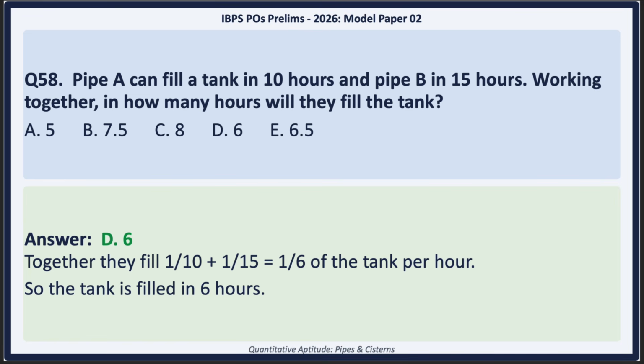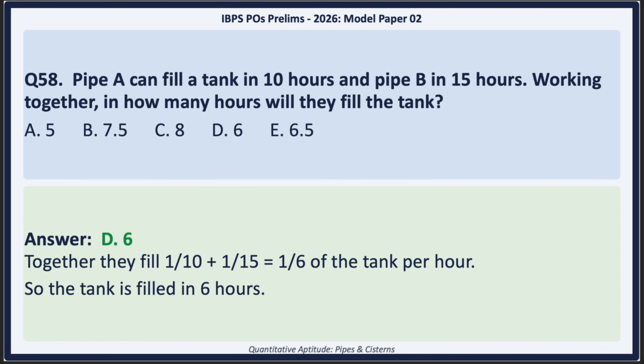Pipe A completes 1/10 of the job per hour. Pipe B completes 1/15. You have to find a common denominator, in this case 30, and add those fractions. 3 over 30 plus 2 over 30 is 5 over 30, which reduces to 1/6, meaning they complete 1/6 of the tank per hour together. So the whole job takes 6 hours.